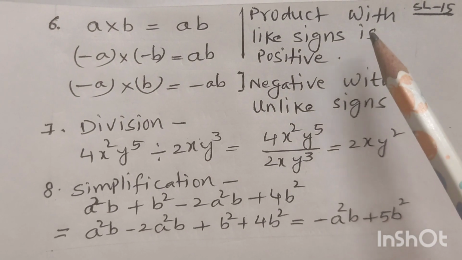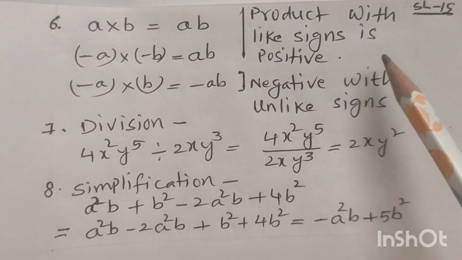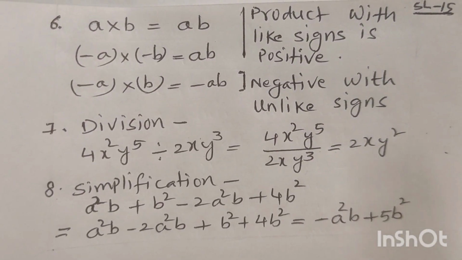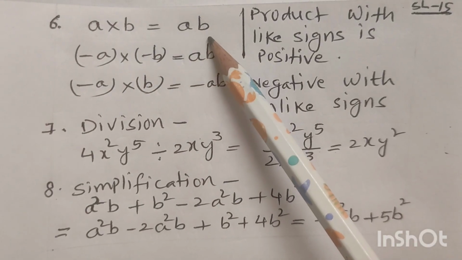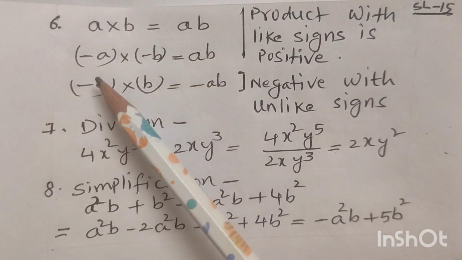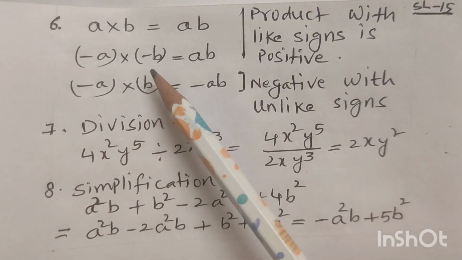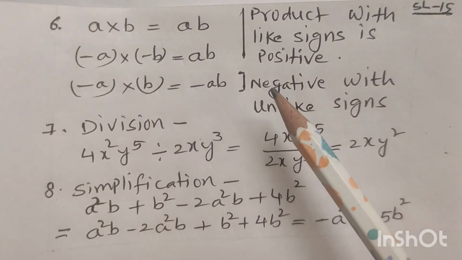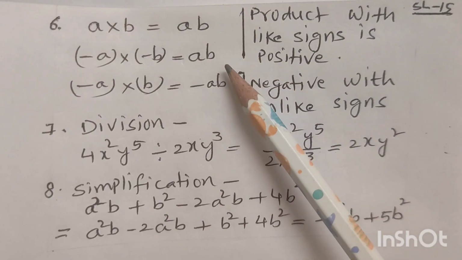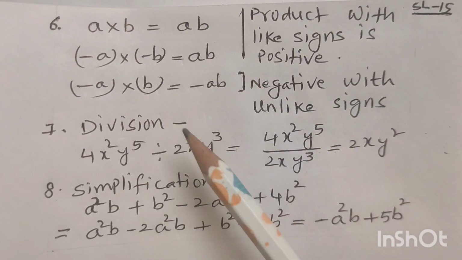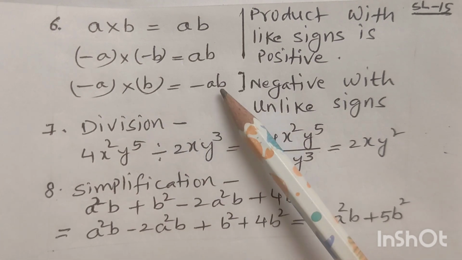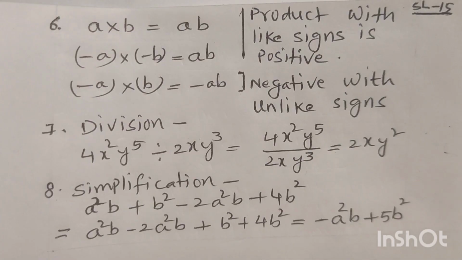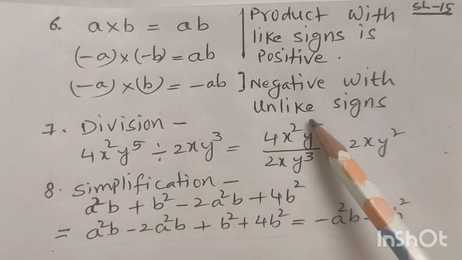Now product with like signs is positive. Here a and b are positive, so the product is positive, ab. Minus a, minus b, both have negative sign. The signs are like, so the product is positive. Here minus a into b, one is negative, the other is positive. So the product will be minus ab. Product is negative with unlike signs.